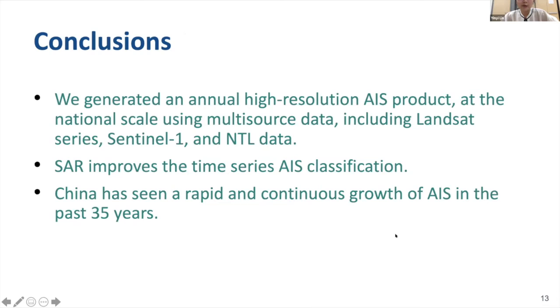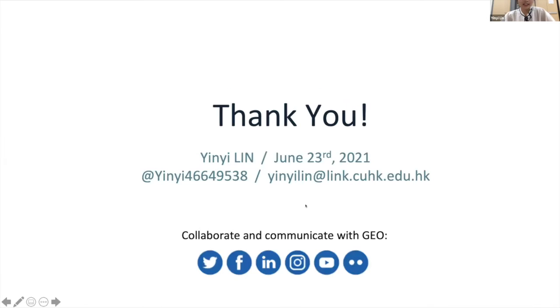So in this study, we first generated the annual high resolution AIS at the national scale using multi-source data, including Landsat series, Sentinel-1, and nighttime light data. And we can see that SAR can improve the time series AIS classification. And also China has seen a rapid and continuous growth of AIS in the past 35 years. So that's all for today's presentation, and thank you.